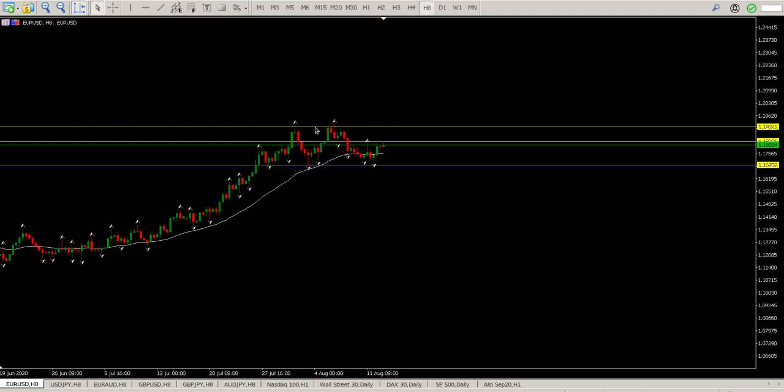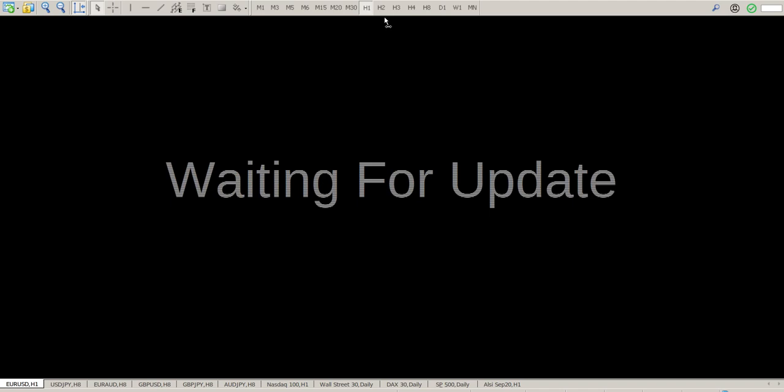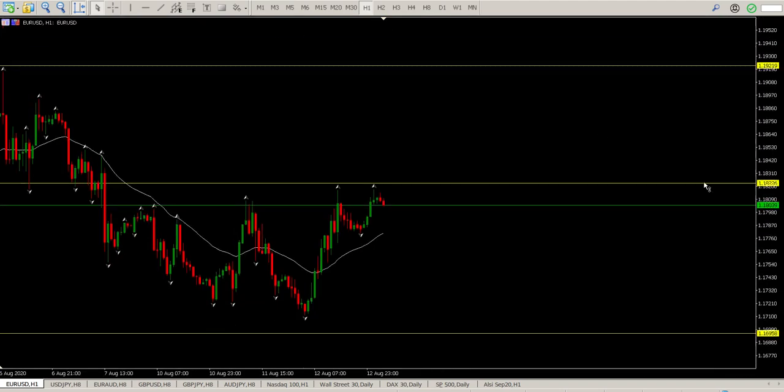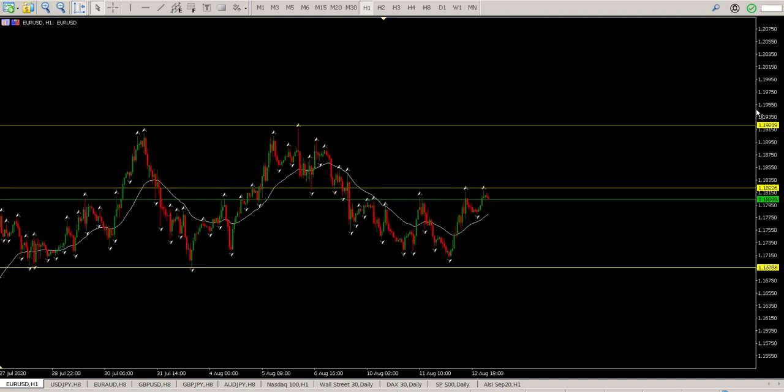I suppose we could just modify that a little bit higher. There's our range. Okay, price is sitting in the middle of the range. When it does that, that's not what I want to be trading. So just get down to the hour, and let's just zoom out a bit so we can get a bigger picture.